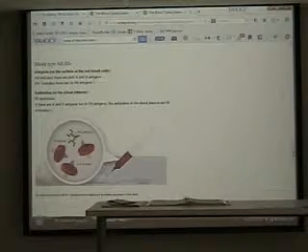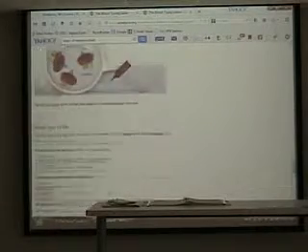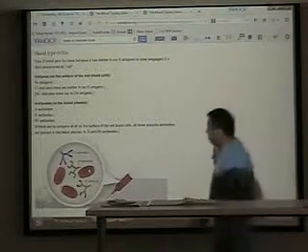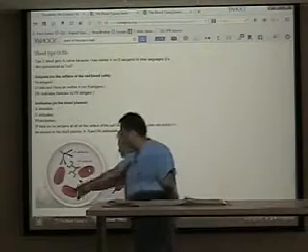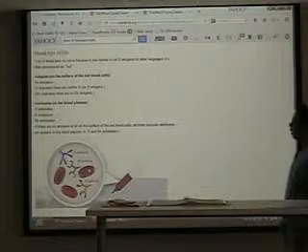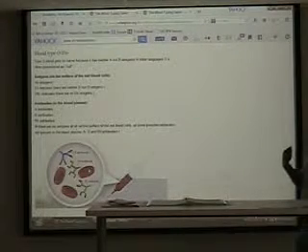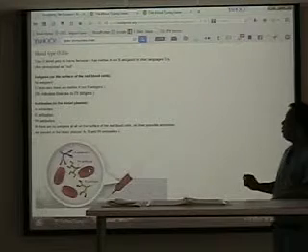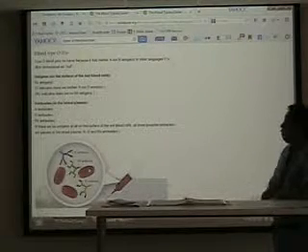And a person who has type O blood, do they have any antigens? No. They have no antigens on the red blood cell. And for that reason, if they have no jacket, they have nothing to spark any immune reaction. That is why type O are universal donors.